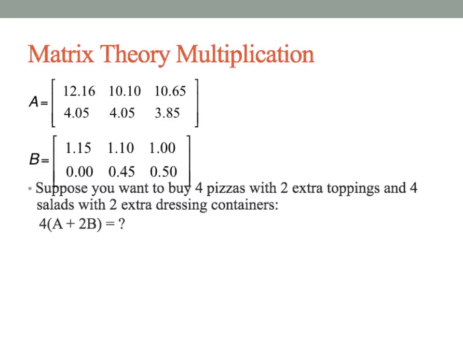So changing it up a bit here, suppose you want to buy 4 pizzas with 2 extra toppings and 4 salads with 2 extra dressing containers. And this has been set up for us here, this algebraic expression, so 4 times matrix A plus 2 times B, okay? Because we want 2 of everything with a salad, but 4 of everything altogether.